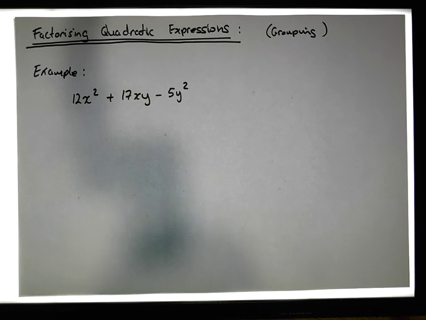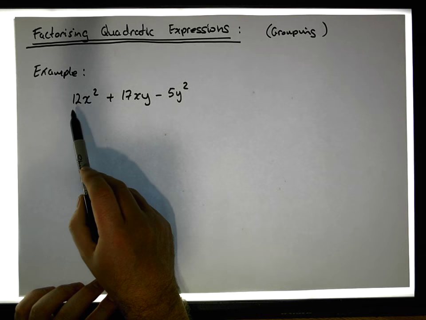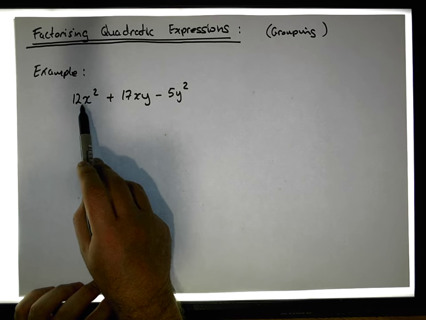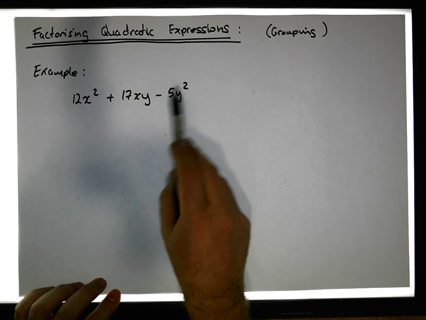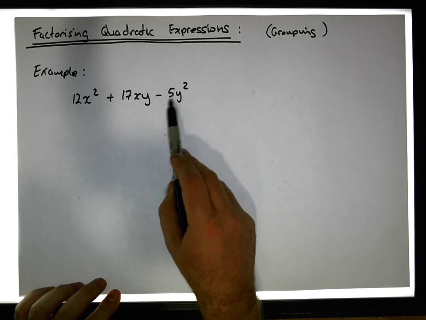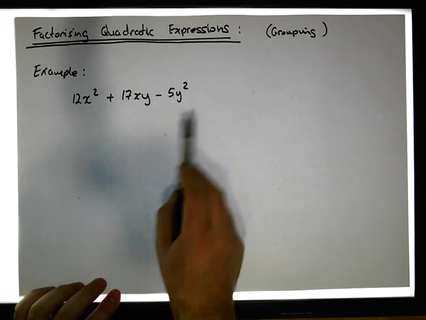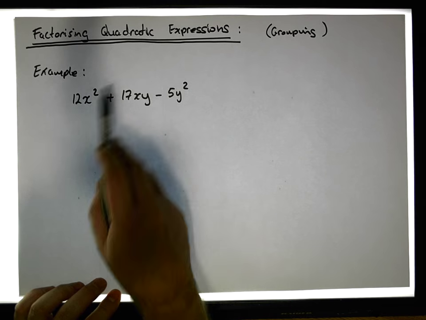So what we should do is take the coefficient of the x squared term, which is 12, and multiply it by the coefficient of the y squared term, which is minus 5. It's important that we put it in this particular form here.